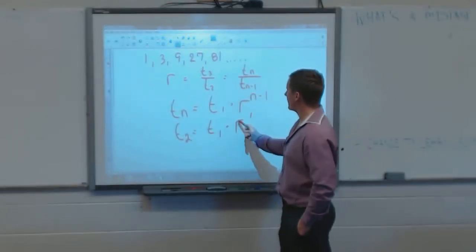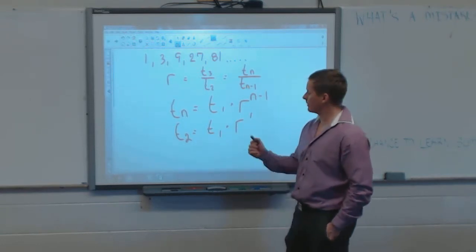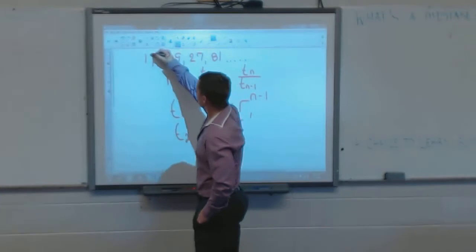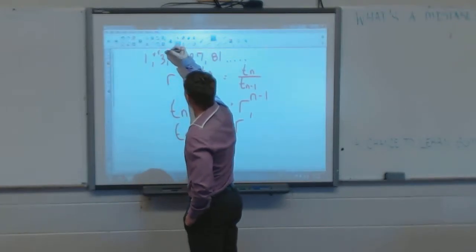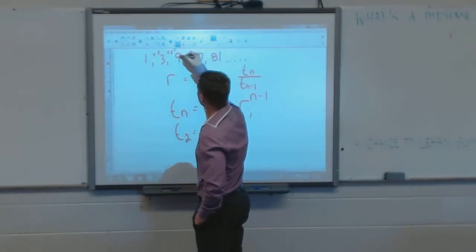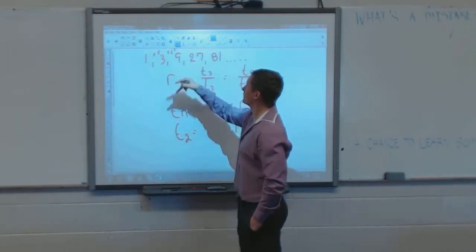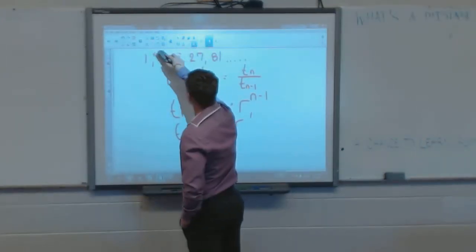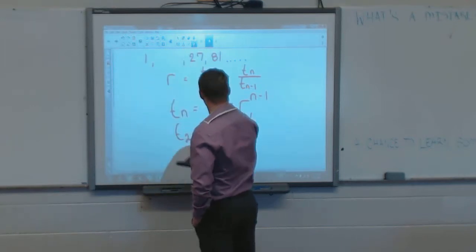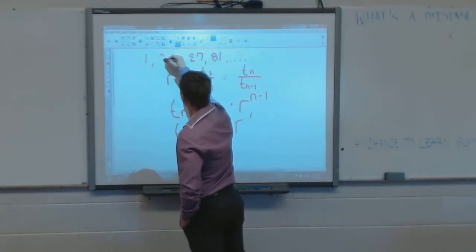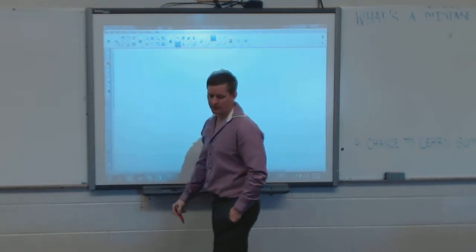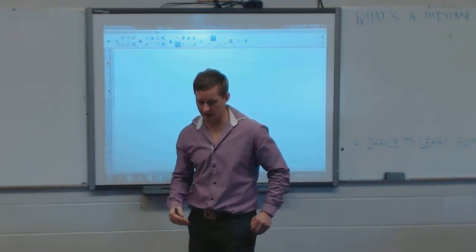I'm going to multiply it by 1 r to get to that. To get to the third term, I'm going to multiply by r squared, because I times this by r, and then I times this by r again, so it's the original term, term 1, times r squared. All right, so this part of it is fairly straightforward.